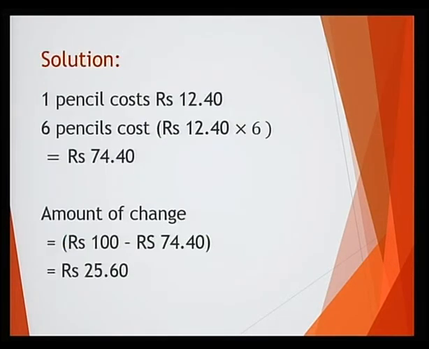If one pencil costs 12 rupees 40, now 6 pencils will cost 12 rupees 40 times 6, which gives us 74 rupees 40. So the amount of change that Abhi will have will be 100 rupees minus 74.40 rupees. And this gives us 25.60 rupees. So after buying 6 pencils, Abhi, who had initially 100 rupees, now has 25 rupees 60.